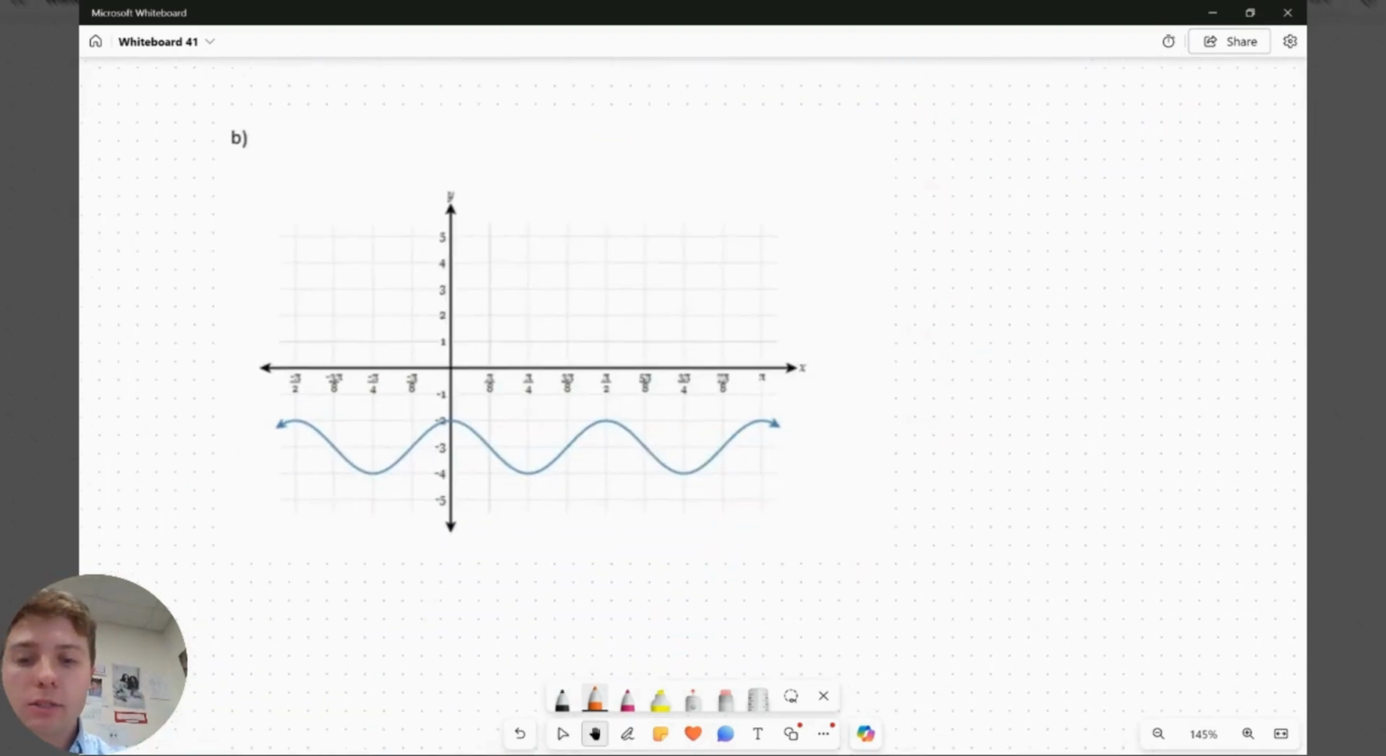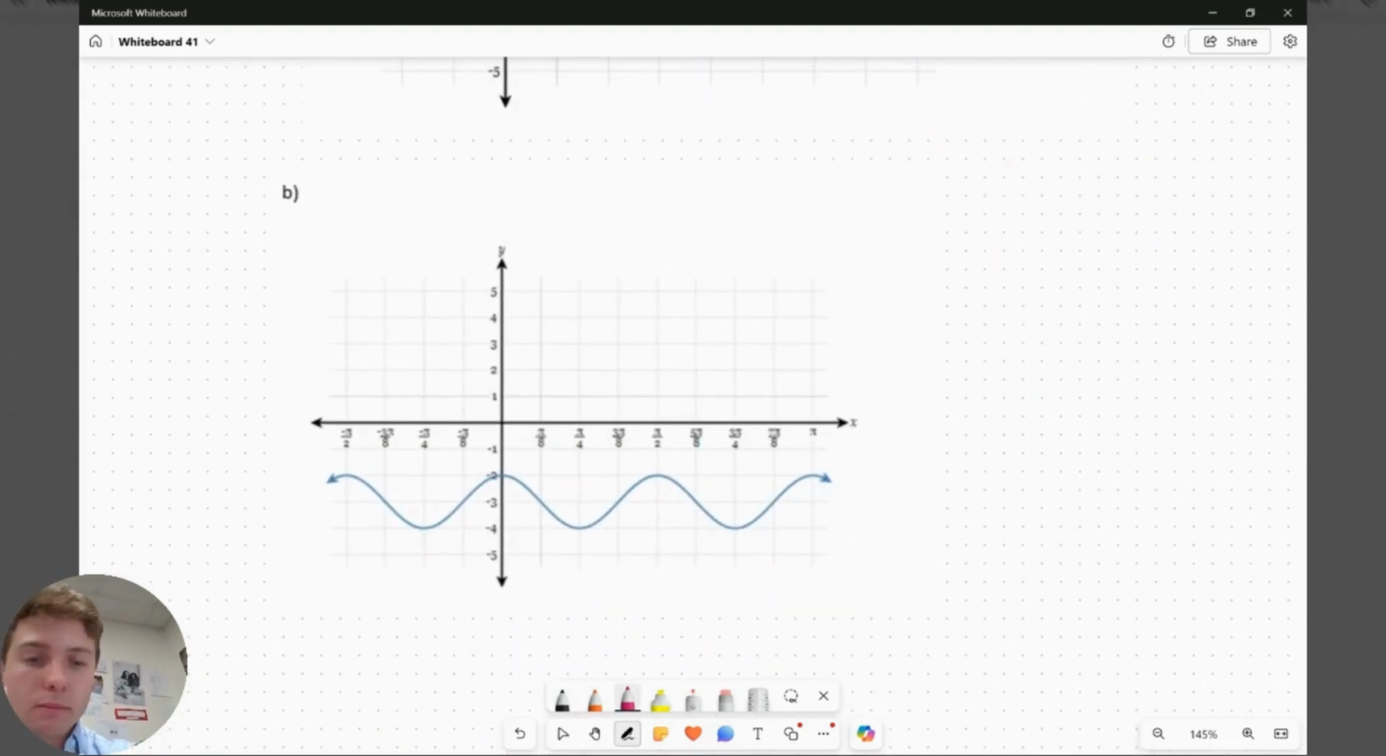You could again use that same process for these other problems. You could identify the amplitude, the midline, you could find the b value and the period, all to create our function. The midline in this case looks like it's at -3. The amplitude in this case looks like it's only a value of 1.